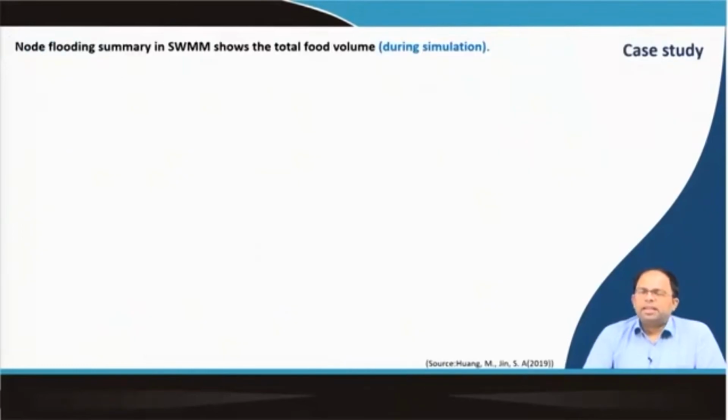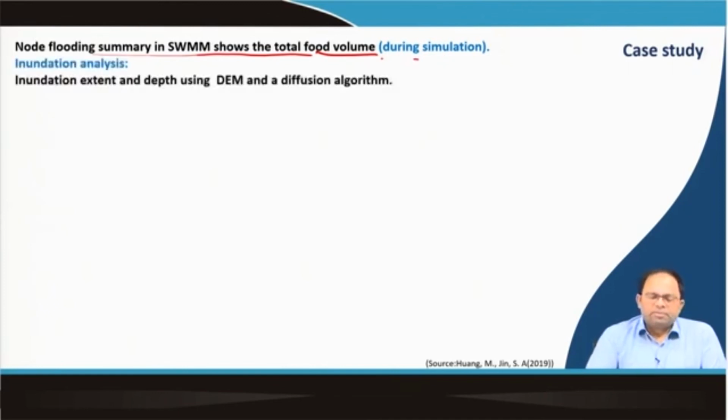So, next, based on this network data as well as the catchment data, the node flooding summary in SWMM was calculated. The SWMM was used to estimate where the flooding happened, and it also shows the total flood volume during the simulation. After that, the inundation analysis was conducted, and inundation extent and depth were determined using this digital elevation model and a diffusion algorithm.